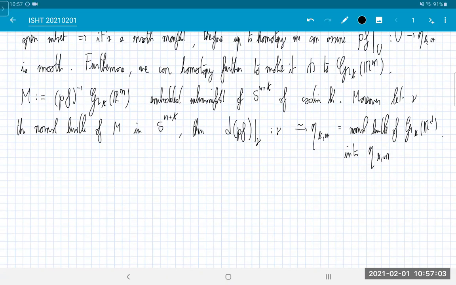Eta km. I'm using eta for the topological bundle on the Grassmannian and xi for the bundle on this pullback thing. Then nu is classified by some vector bundle. So the normal bundle of M, therefore, is classified by this map.